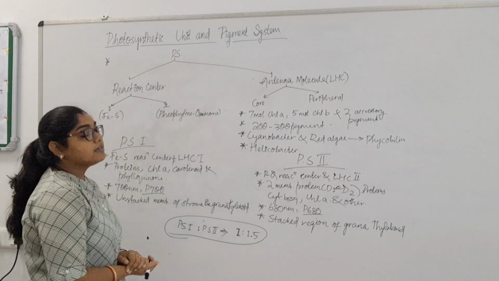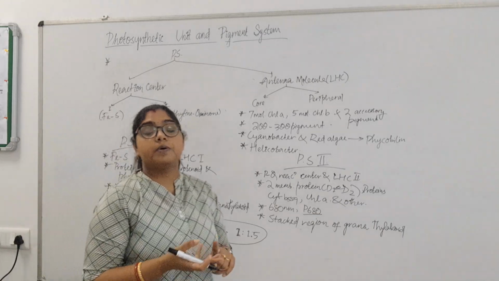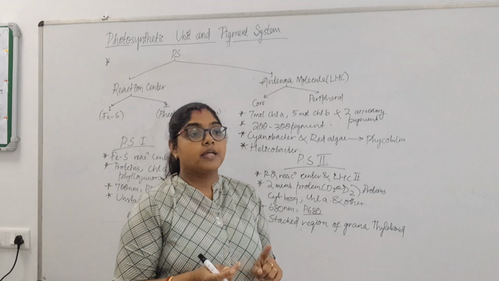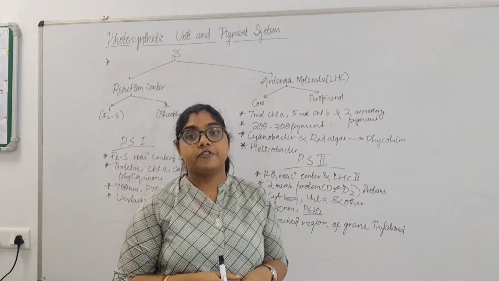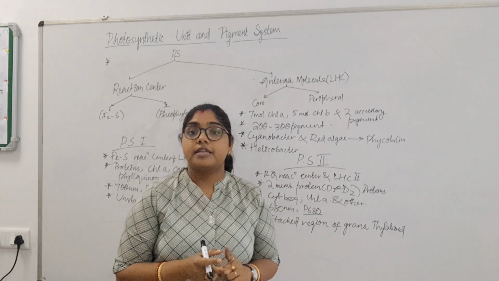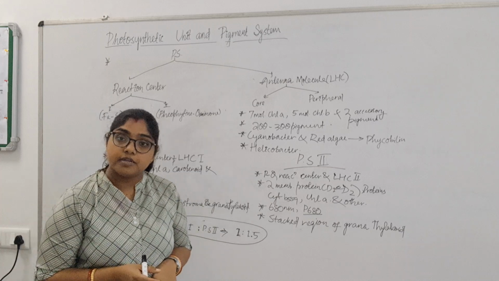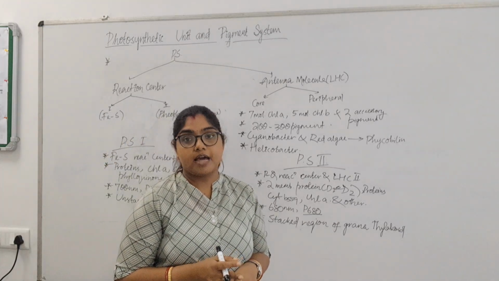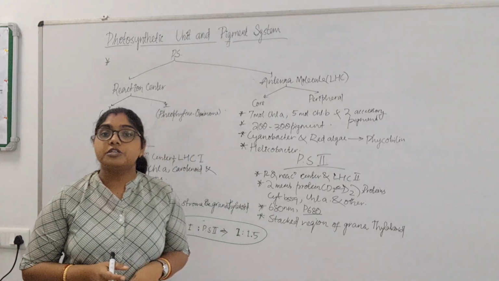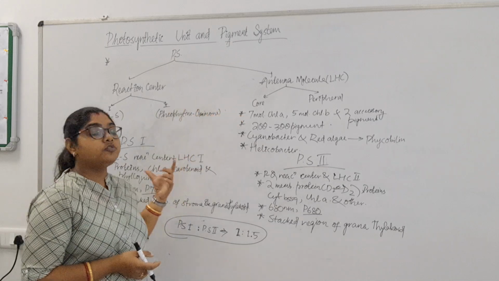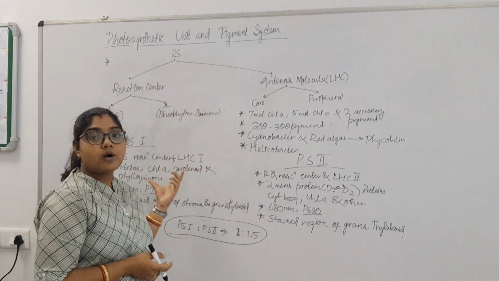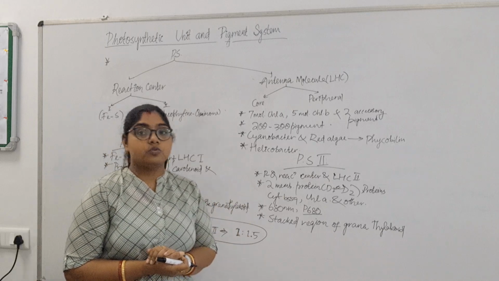So in today's class we have discussed the photosynthetic unit. Then we have discussed Hill's reaction, oxygenic and non-oxygenic photosynthetic processes. Then the two phenomena, the red drop phenomenon and the Emerson enhancement effect. Then the components of photosystem or pigment system and the two pigment systems, pigment system 1 and pigment system 2.